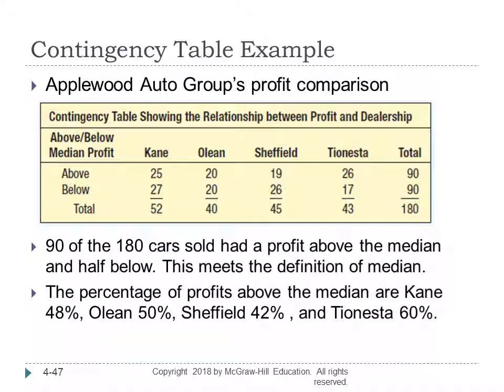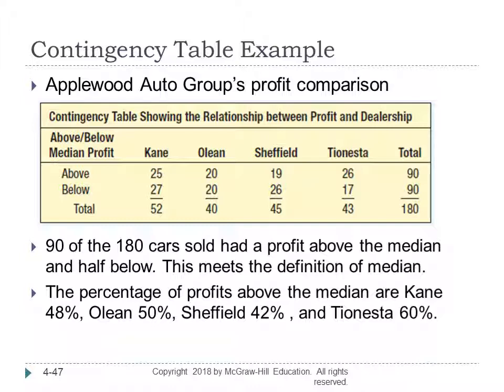Each location has a column. We look at each location. For example, Kane, we want to see the number of cars they sold, how many they sold for a price above the median price, and how many were sold for less than the median price. For example, Kane sold 52 cars, 25 of them were above the median price, and 27 are below the median price, for a total of 52 cars.